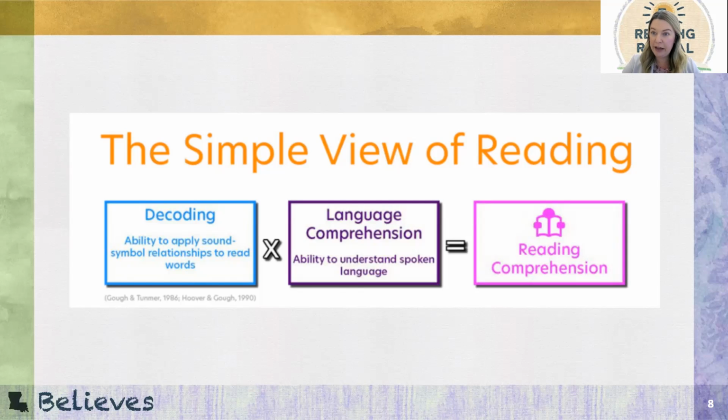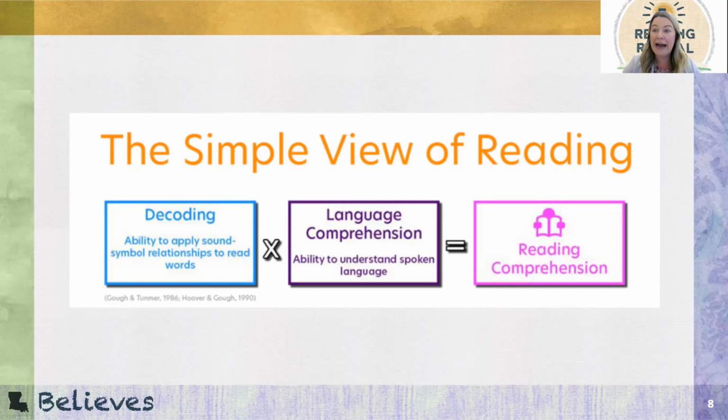And then we multiply that times language comprehension, which is the ability to understand spoken language. So that's me talking to you, which might have some things to do with dialect or irony, or a certain tone that somebody's using when you're speaking to somebody. If somebody doesn't understand tone and you say it a certain way, then they might not understand what's happening in that scenario. And so the simple view of reading is an equation that has a multiplication sign in it.